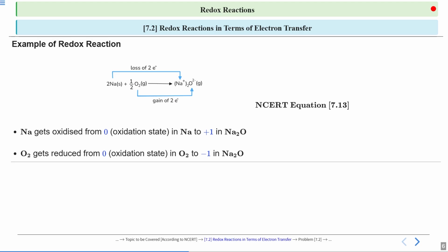Hence, we can conclude that in this particular reaction again, the sodium is oxidized while the oxygen is reduced by the help of loss and gain of 2 electrons. So I hope this particular example of redox reaction is also clear to you, in which we have understood about the change in the oxidation number for the particular species that are present in reactant as well as product.